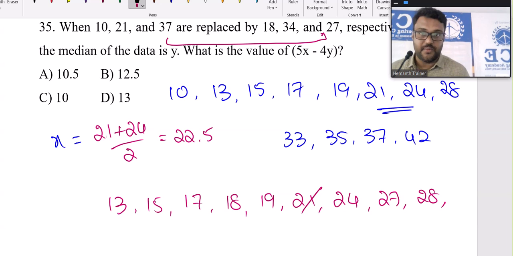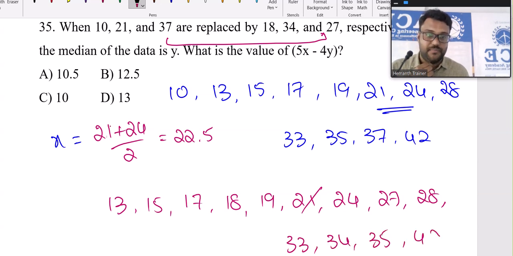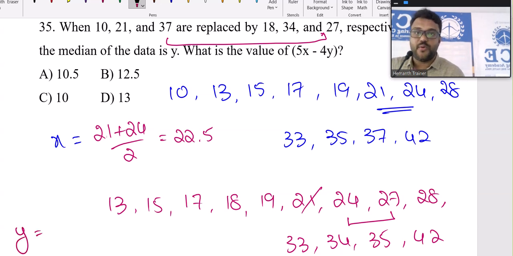21 not required. Yeah, thank you. 21 we have taken, sorry. 21 should be removed. Agreed. Next, 10 also we already removed. 27, 28, 33, then 34, 35, 37 should be removed. Agreed. Now, 24 and 27 are the middle terms. So, y equals 24 plus 27 divided by 2. 51 divided by 2 means 25.5.